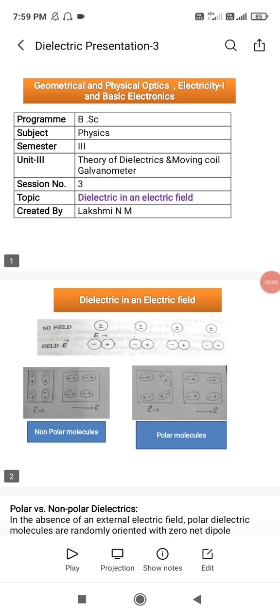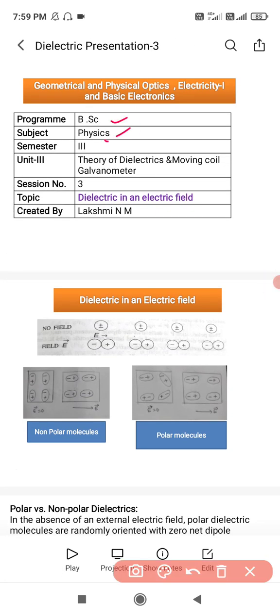BSc Physics 3rd semester. Paper name: Geometrical and Physical Optics, Electricity 1 and Basic Electronics. In Unit 3 of this paper, Theory of Dielectrics and Moving Coil Calorimeter. In the third session, we learnt about dielectrics in an electric field.